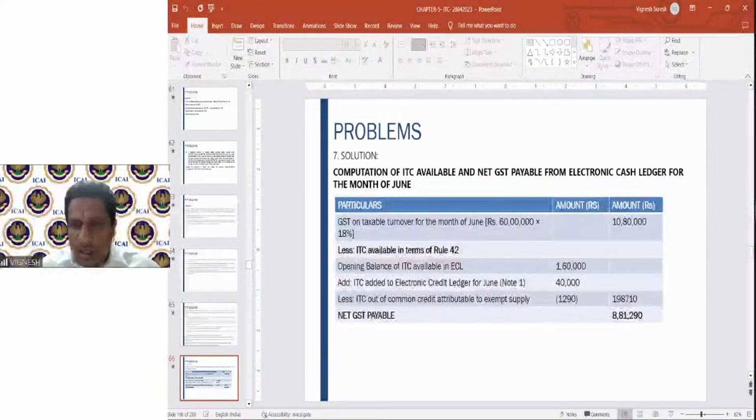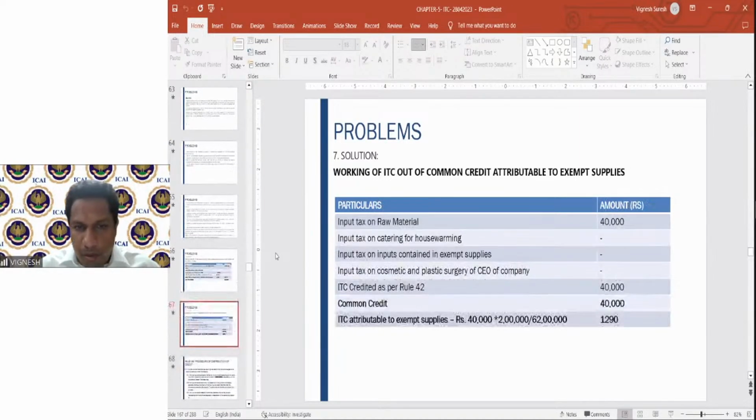11,20,000, how did you get that, Kaushiki? Because we have to find out the net GST payable. So outward supply, whatever is the GST, from there we have to reduce the input tax credit. So therefore, this is the balance. I hope you understood the solution of the problem.